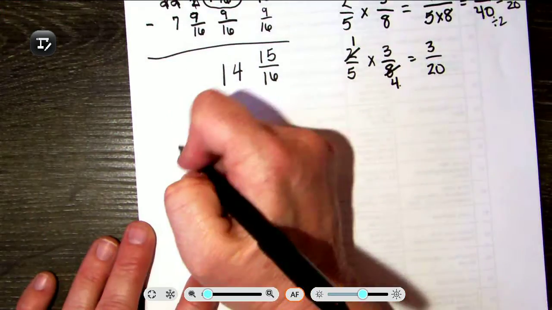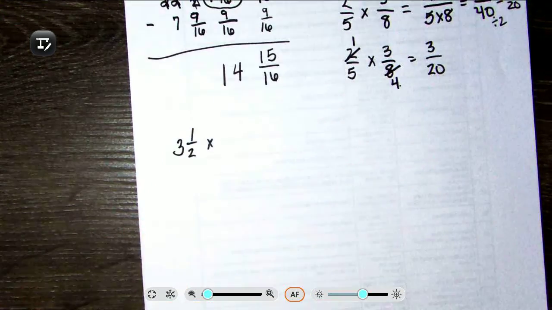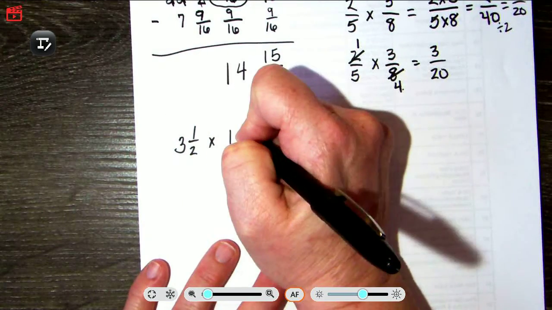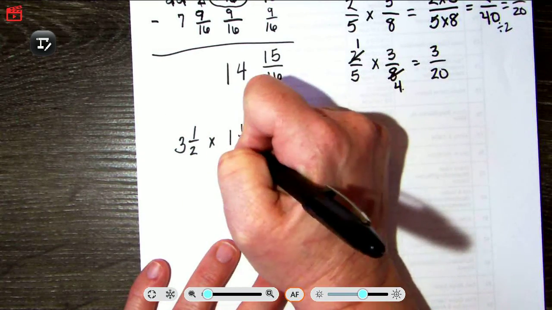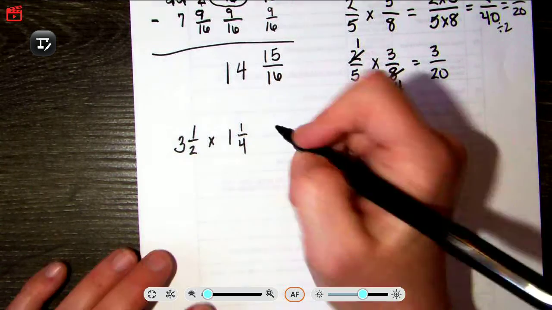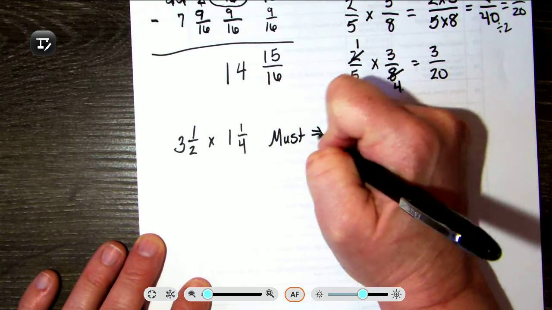When we multiply improper fractions or mixed numbers, so I'm taking 3 1/2 and I'm going to multiply it by 1 1/4. To do this, we must turn them into improper fractions.